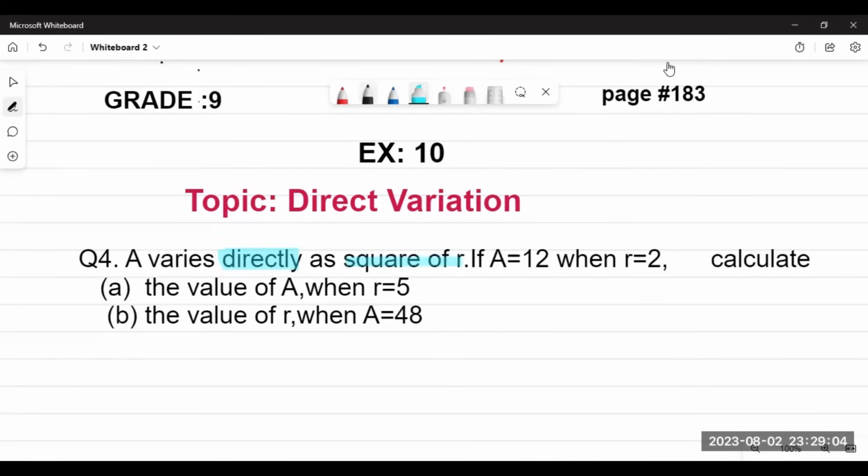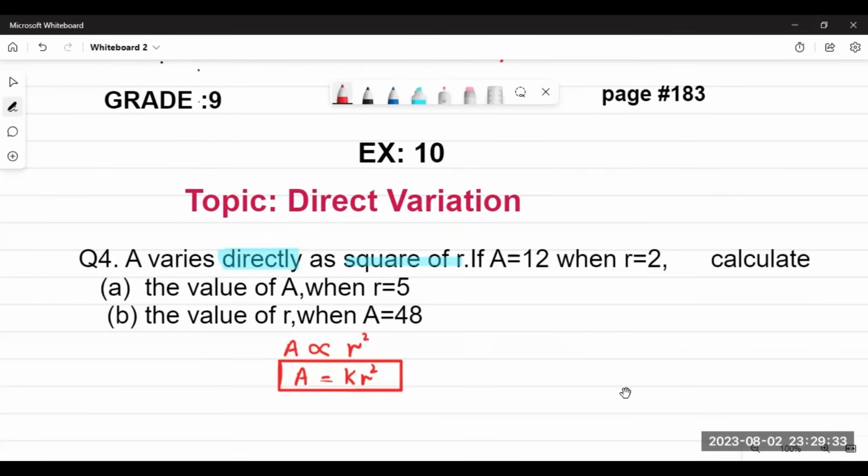This time, there are two variables which are related to each other. A varies directly with the square of R. So how do we write the equation? We will write the equation like this: A is equal to K times R squared. This is our equation, which is the most important part of the whole question. If this equation is correct, you can solve the rest of the question easily.